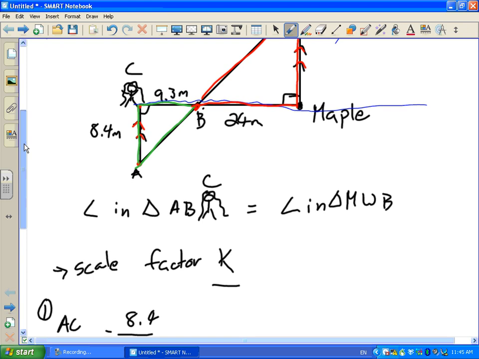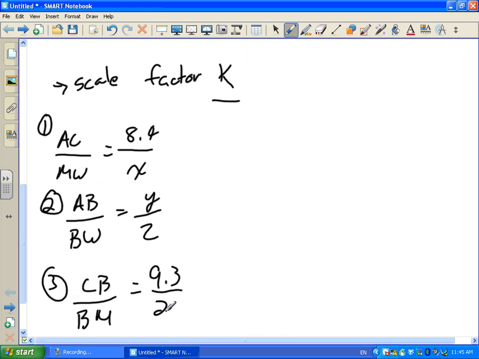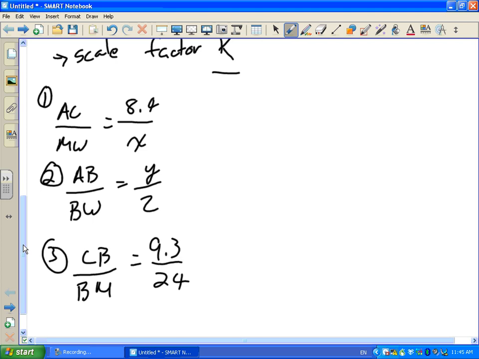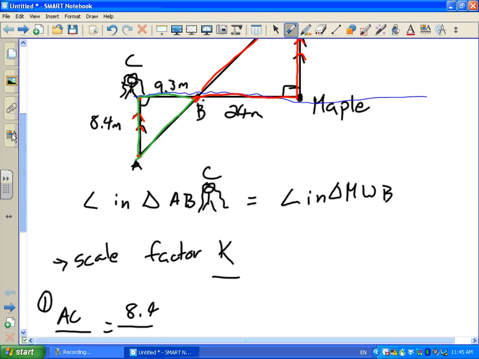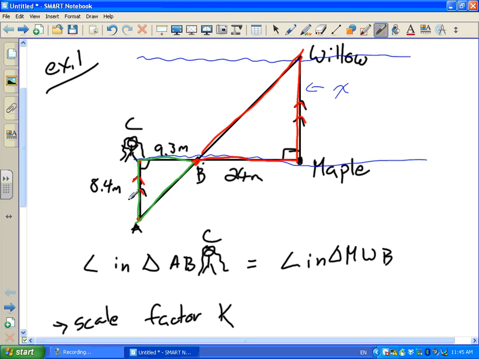And the length of BM is 24 meters. Okay? So what we need to try to find is a scale factor for this question. We need to figure out how much we multiply one side of the triangle to get to the other. So it can actually go both ways. I can try to figure out how much I need to multiply the green triangle by to get to the red triangle. Or it could be the opposite. I have to figure out how much I have to multiply the red triangle by to get to the green triangle.